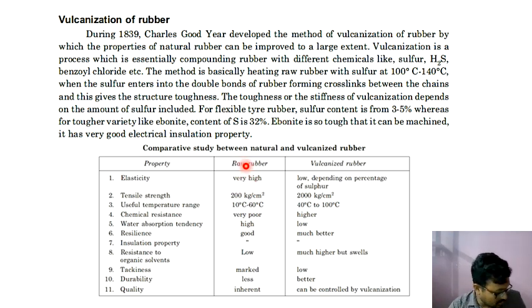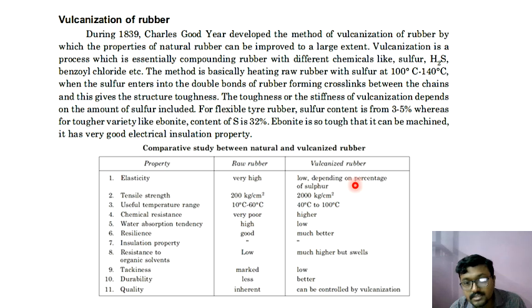Right. Now, depending on our purpose, we can make different types of rubber. We can use different amounts, different percentages of sulfur, to get different types of vulcanized rubber. So what is the difference? Raw rubber has very high elasticity, vulcanized rubber has a low level of elasticity.